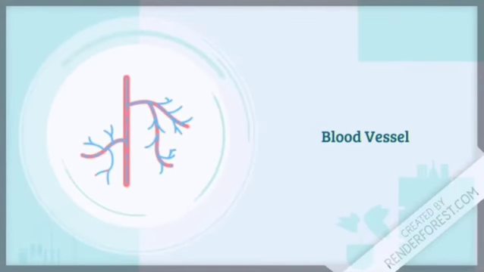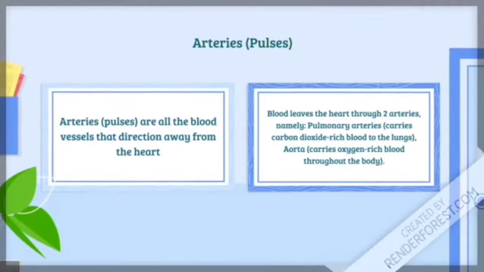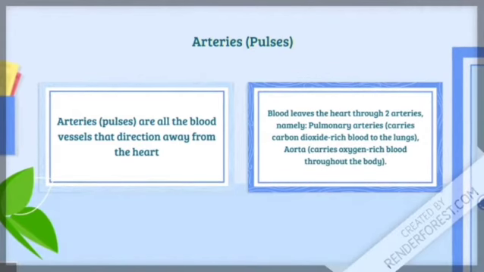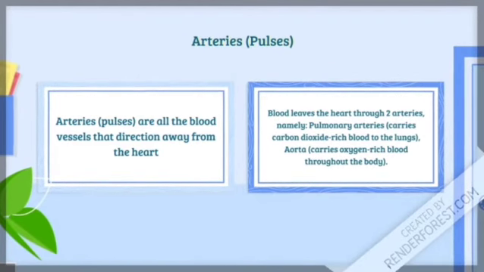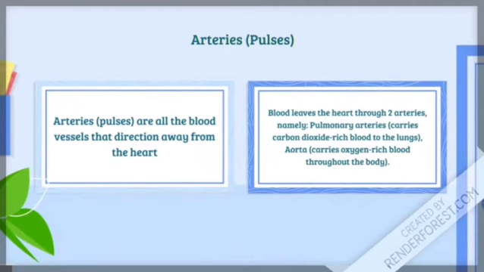Blood vessels. Arteries, or pulses, are all the blood vessels that direct blood away from the heart. Blood flows through two arteries, namely A. Pulmonary arteries carry carbon dioxide-rich blood to the lungs. B. Aorta carries oxygen-rich blood throughout the body.